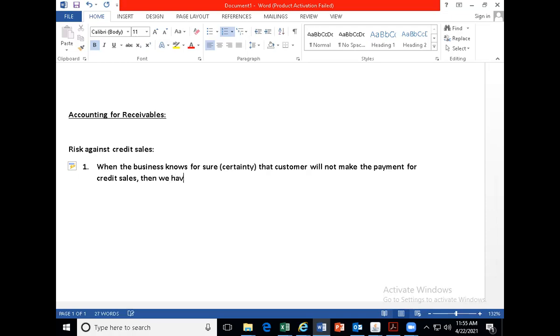Then we have to record this as a loss, you can say, or more accurately, an expense. Okay, more accurately, an expense. It's a business loss, and losses are recognized in the form of expenses.